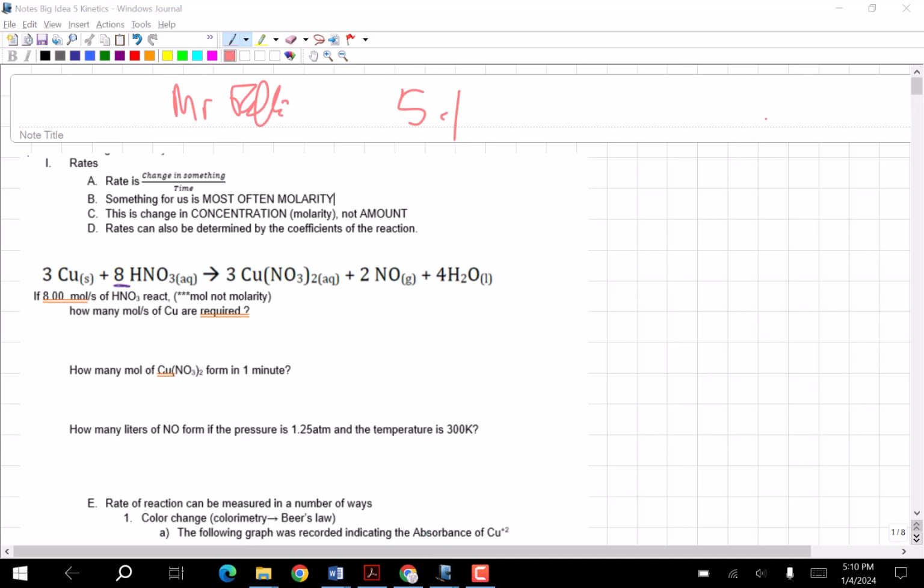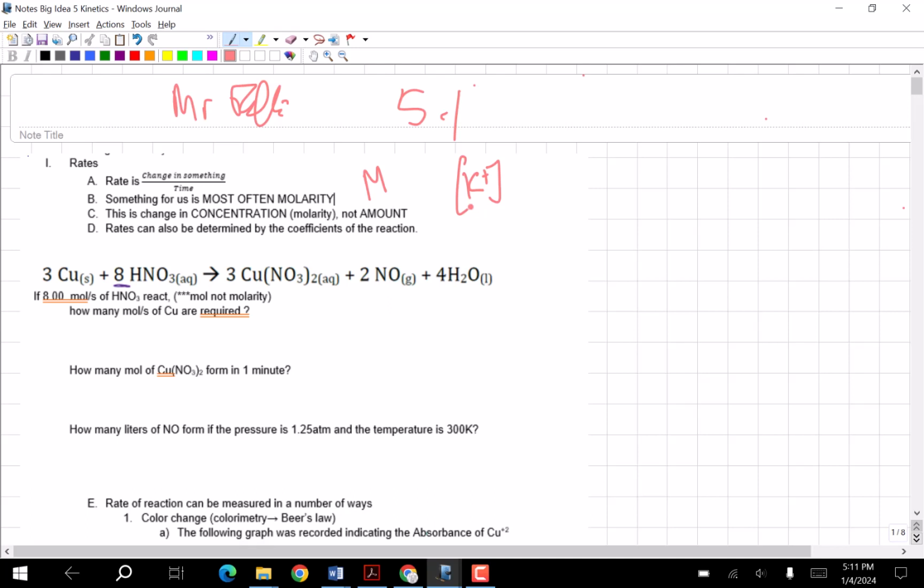All right, so this one is a lot of people's favorite chapter because it makes sense. It comes down to the collision theory, which we've talked about a lot, and it starts off with rate. Rate is change in something over change in time. The something for us is most often molarity, capital M, or the concentration in brackets. This is the change in concentration, molarity, not amount. So we're not talking about counting the number of moles, we're talking about the concentration of it.